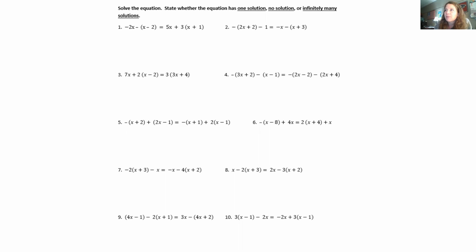Another type of equation you could have is one with infinitely many solutions, which means that you could plug in any value for x and you're going to get a right answer.